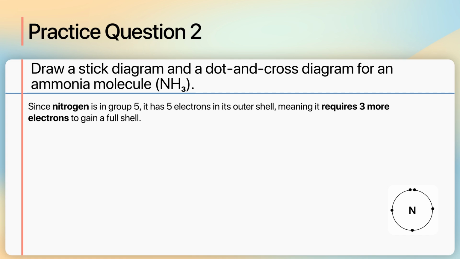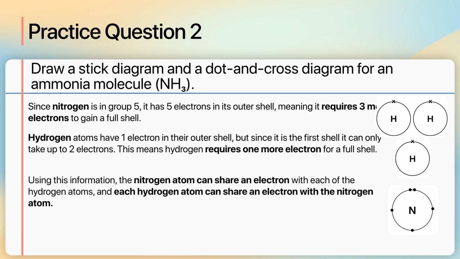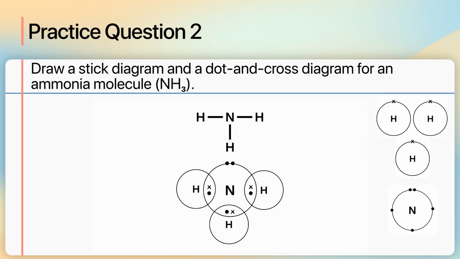a full shell. Hydrogen atoms have 1 electron in their outer shell, but since it is the first shell, it can only take up to 2 electrons. This means hydrogen requires 1 more electron for a full shell. Using this information, the nitrogen atom can share an electron with each of the hydrogen atoms, and each hydrogen atom can share an electron with the nitrogen atom. This gives us this stick diagram and this dot and cross diagram.